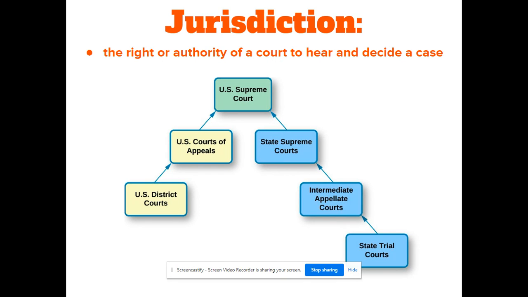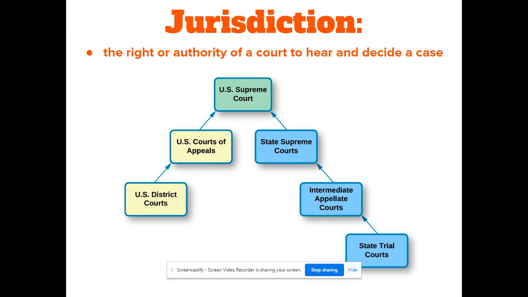The vast majority of cases that take place in our country take place at the state level, and the stat is like over 95%. And the structure at the state level is very, very similar in most cases to that of the federal government, where most states have a district or a trial court, they have some type of court of appeals, and then they also have a state Supreme Court. And the size of the state Supreme Court in most cases is different than that of the U.S. Supreme Court.